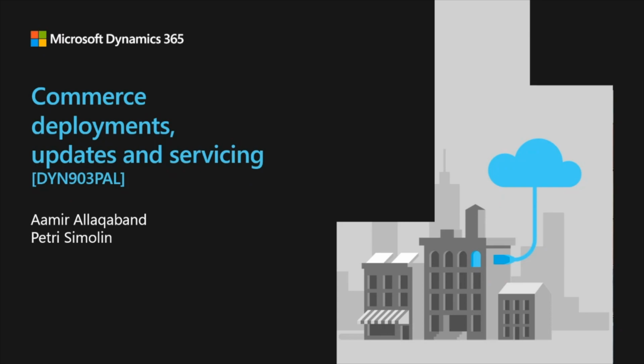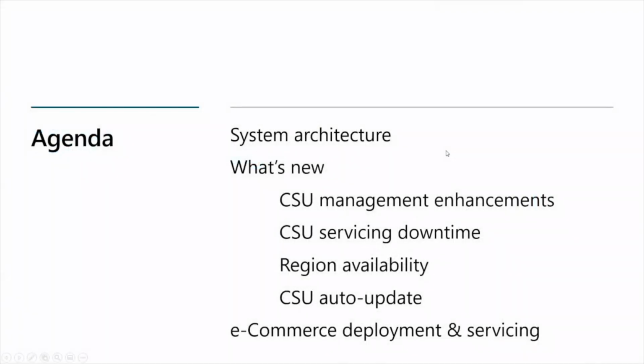Today we'll talk about a range of different topics. So we'll first look at our system architecture at a high level. I know many of you may have already attended our system architecture talks, so we'll primarily just do a quick recap so that we're able to identify components and component names, and so we have a common understanding of the terminology that we'll use through the remainder of the talk. We'll then talk largely about recent improvements and enhancements in the space of deployment and updates for commerce components. And then we'll talk about specifics of deployment and servicing for e-commerce.